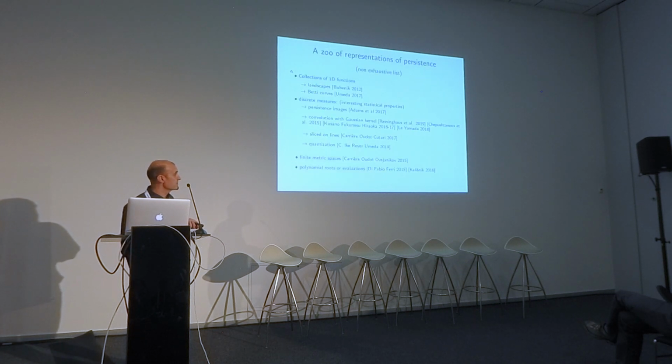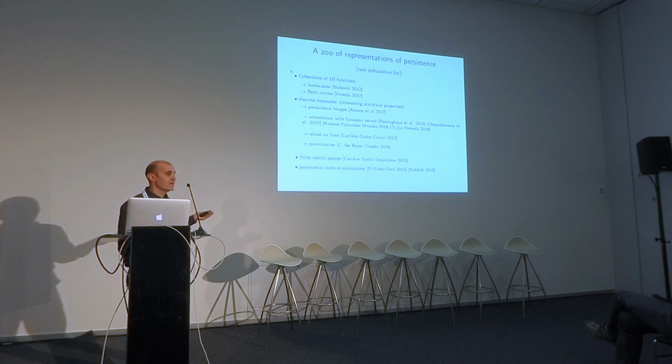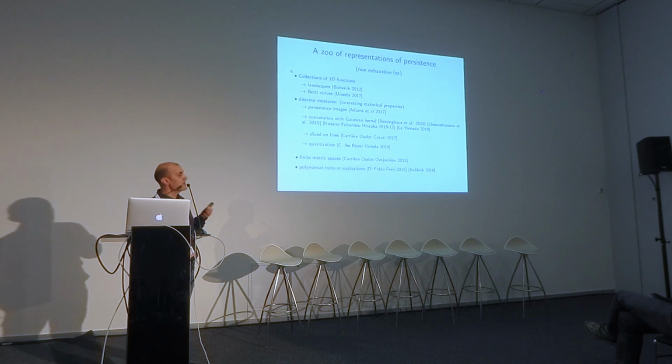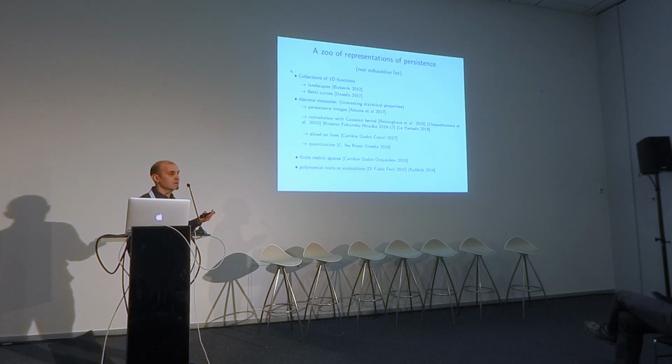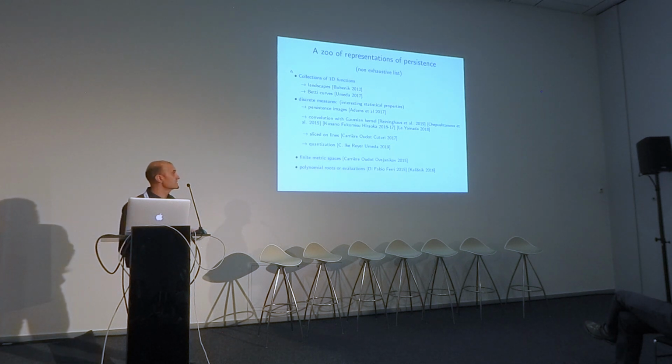So people have been thinking about this problem for quite a while and have proposed a huge amount of ways to convert a persistent diagram into an object living in a linear space, either a finite dimensional space or a functional space, or some space in which you can do linear algebra and things like that. So here is just a short, non-exhaustive list of some ways that have been proposed to transform a persistent diagram.